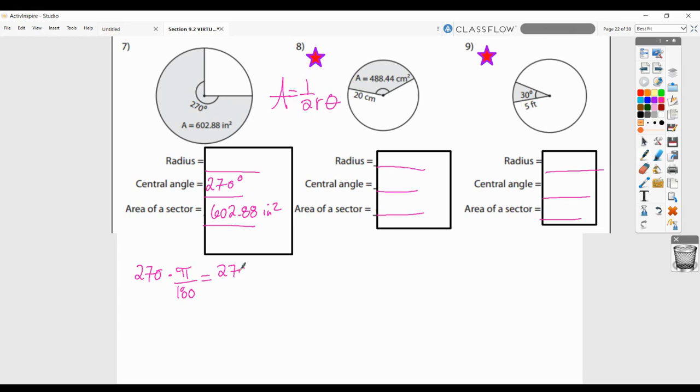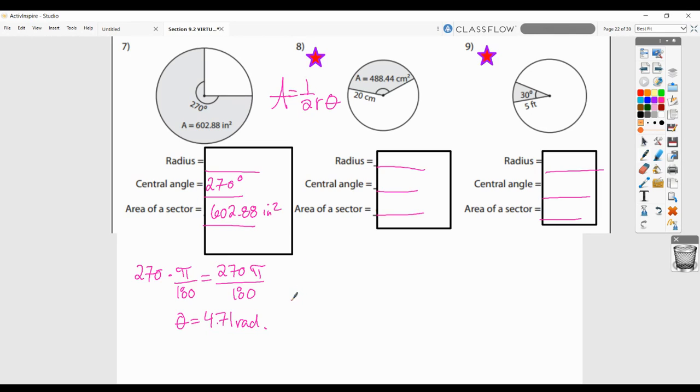Okay, so you multiply straight across and simplify if you want to, or since we're just going to be using the decimal, I'm going to type it in my calculator, 270 pi divided by 180. So in radians, that degree measurement is 4.71 radians. Guess what? I have all my information to find my radius now.